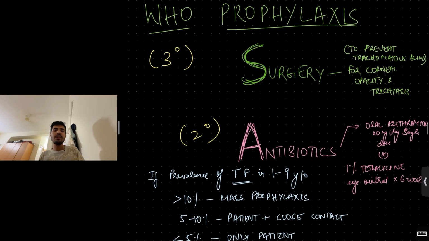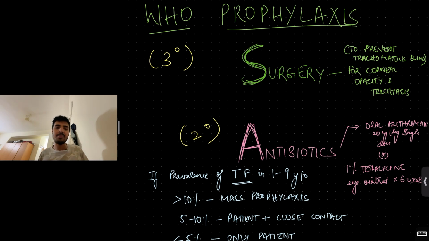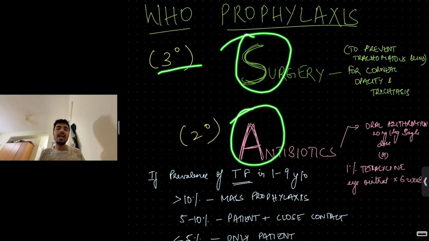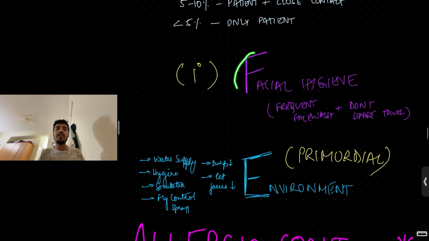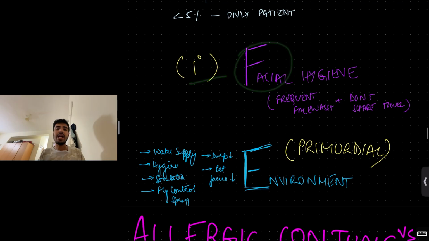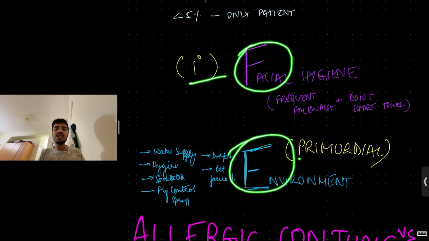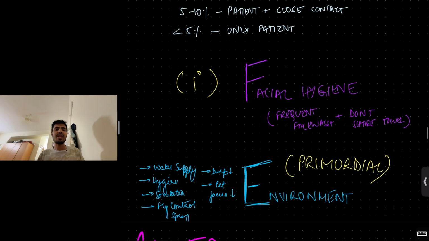Tertiary prevention, the last way to prevent trachomatous blindness, is nothing but to do the surgery. Do surgery for the corneal opacity, do keratoprosthesis. For trichiasis, do electroepilation or chemoepilation of the eyelash that is touching the eyeball. So that is tertiary prevention. So S, surgery, tertiary prevention. A, antibiotic, secondary prevention. F, facial hygiene, primary prevention. And E, environmental measures for primordial prevention. That is it for trachoma.